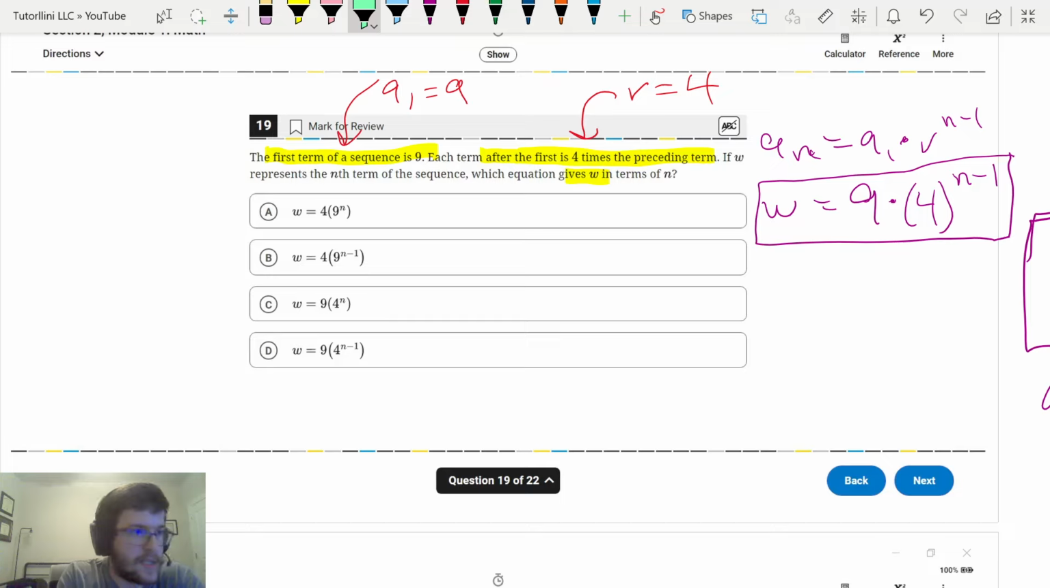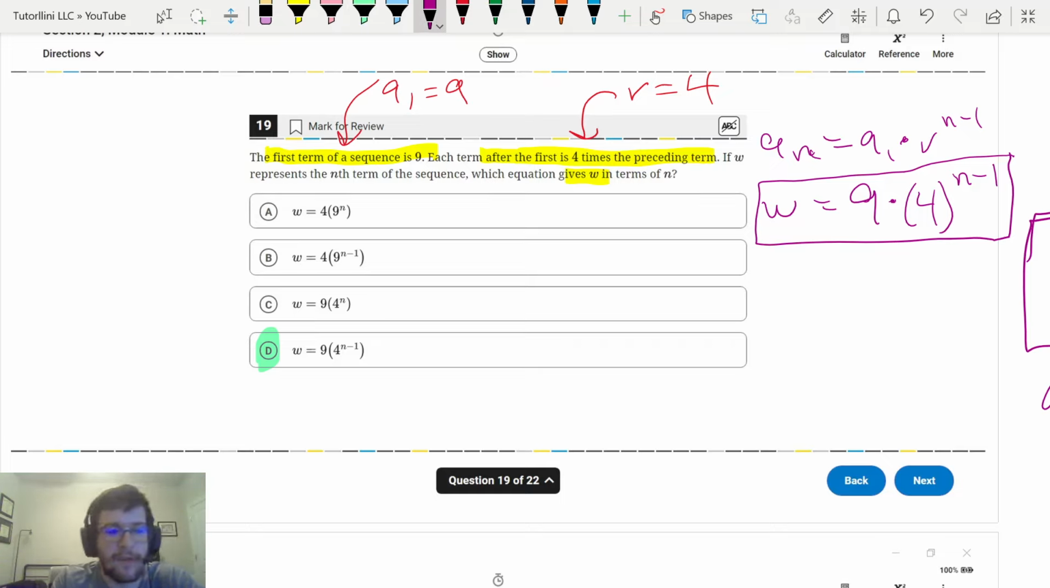That's it. That's the answer. So it's basically like a fact-checked question. If you knew that formula and you knew what a geometric sequence was, this was an arithmetic sequence, a very easy question. But if you didn't know that, very hard question.